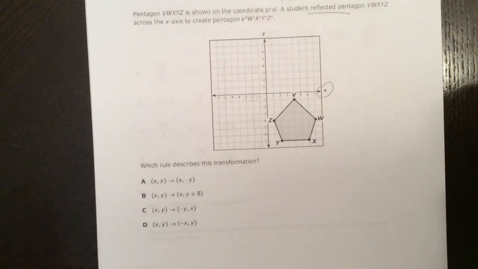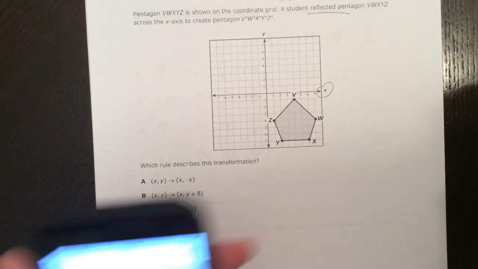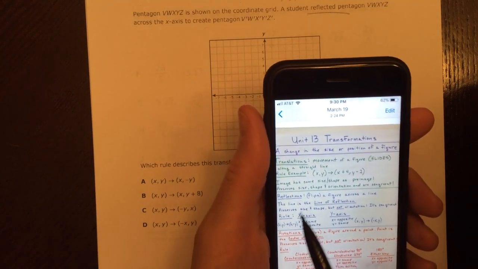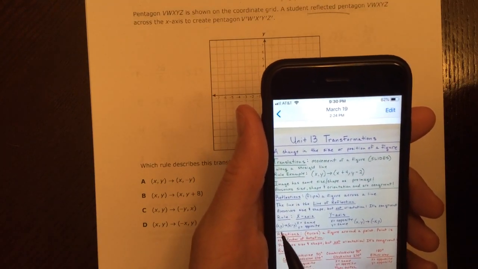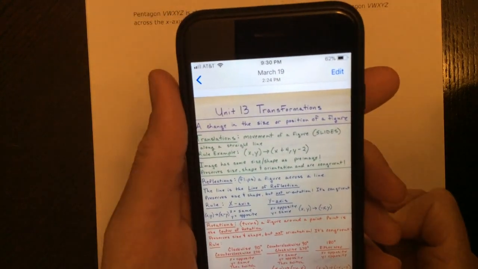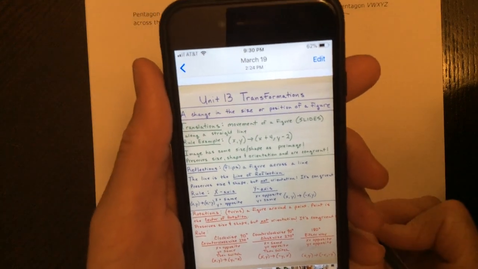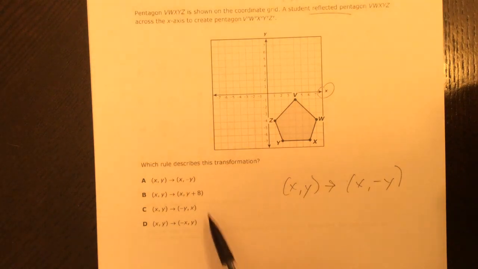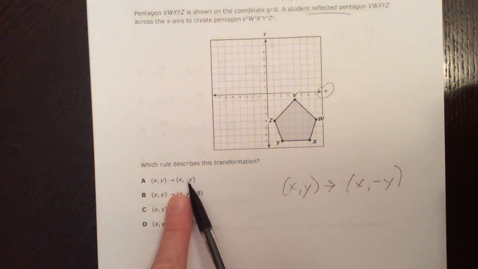You only need to memorize these things, guys. These are not on your formula chart. Let's look at the cheat sheet that you can study. Transformations. A reflection across the x-axis says xy become x negative y. So which one does that? Looks like the first one. Our answer is A.